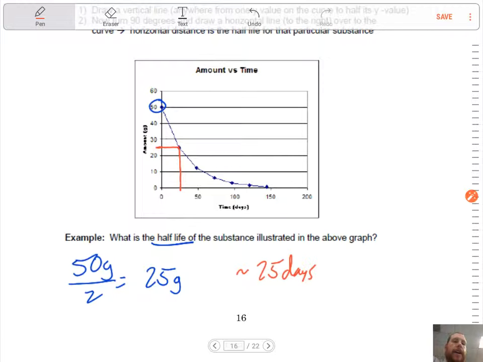Okay, typically on the Regents, they're going to give you a graph that has more grid lines than this, so it's not really left up to estimation as much. So just be aware, but if they give you this, which is something I've seen, just figure out the starting amount, divide it by 2 to figure that out, and then go from there to reason it out.